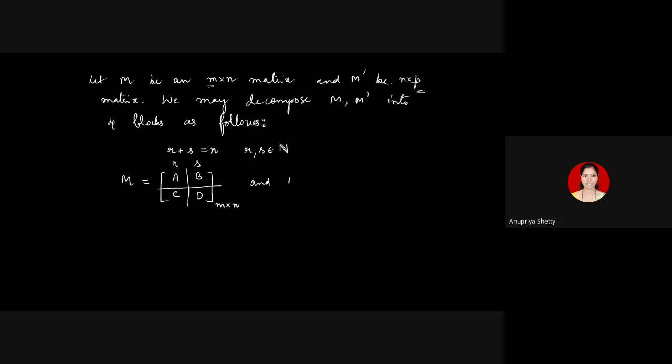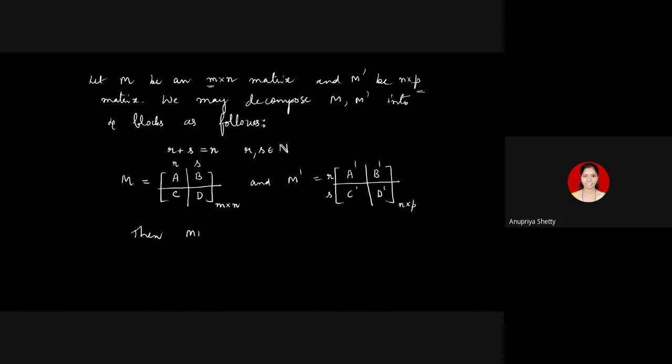And in M dash, you make a separation after R number of rows as before. And after how many columns you have to make a separation, that is left to you. That number could be anything. Just see that it is less than the total number of columns in M dash. What is the total number of columns in M dash? That is P. This entire matrix is of order N by P. So here there should be R rows. Here there will be S rows. I'll call the first block as A dash. This is B dash. This is C dash. This is D dash.